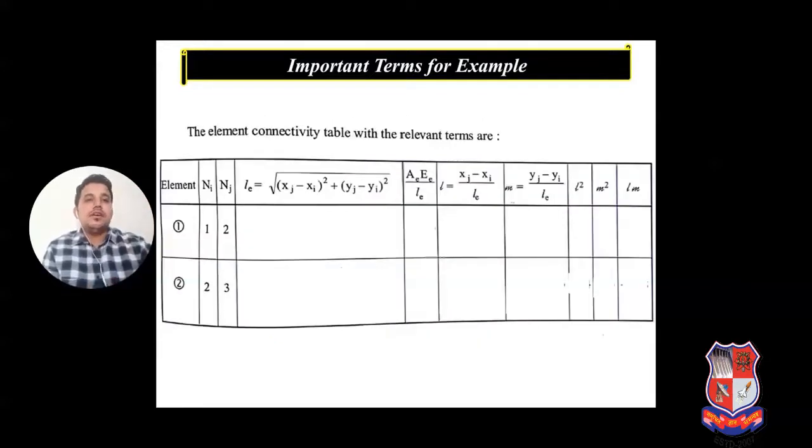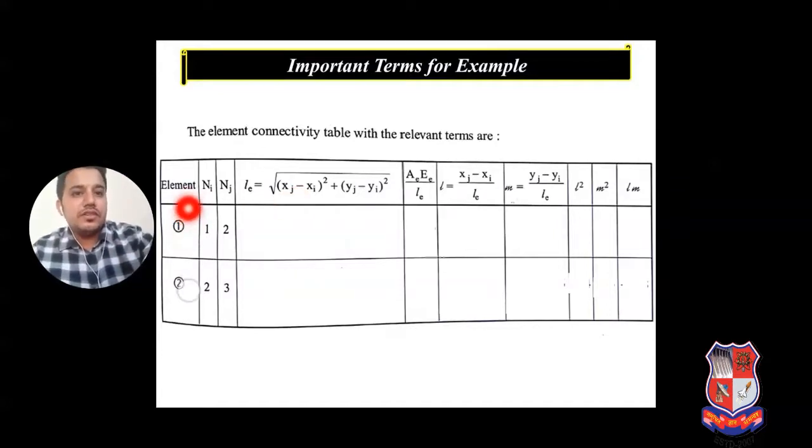One thing remains. This is the element connectivity table, related to the term R. This truss question will be asked for 7 marks, and for that purpose this table is very important. As many elements as there are, this table will increase accordingly. At least we have to learn up to 3 elements. Okay, first, before starting with the 2-element matrix.